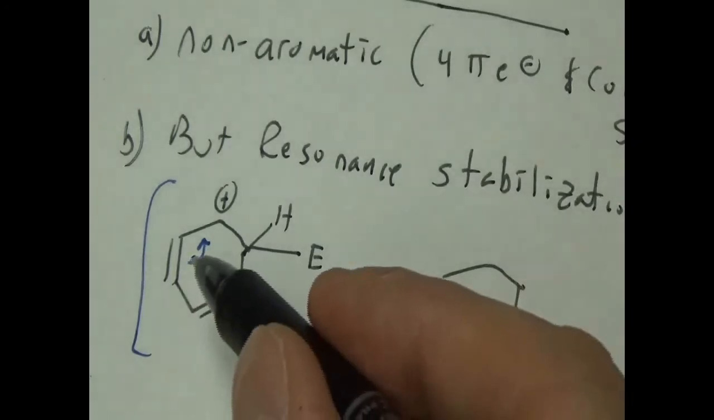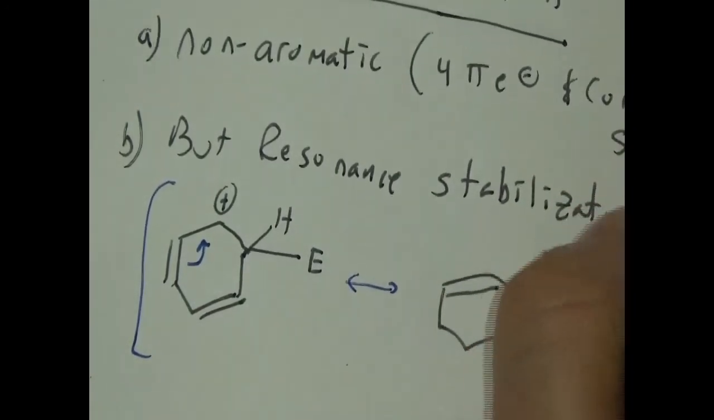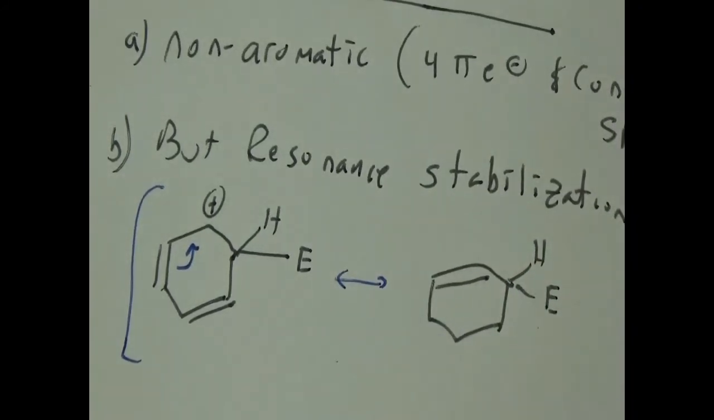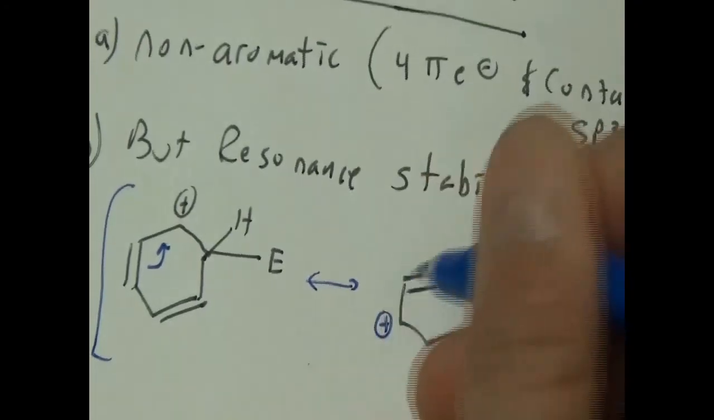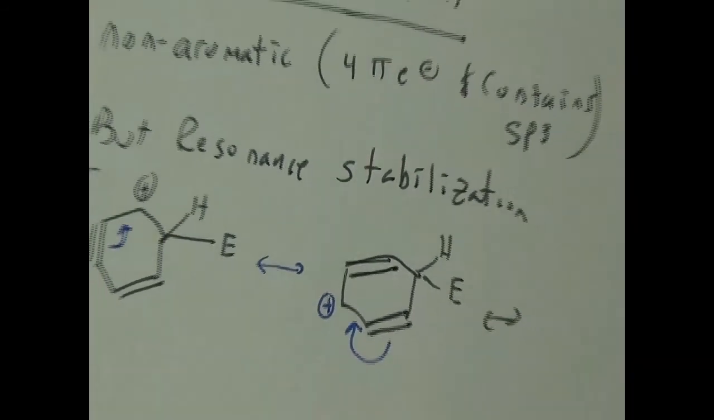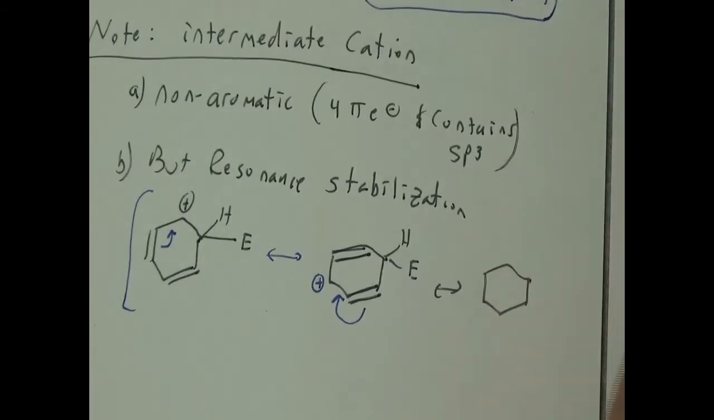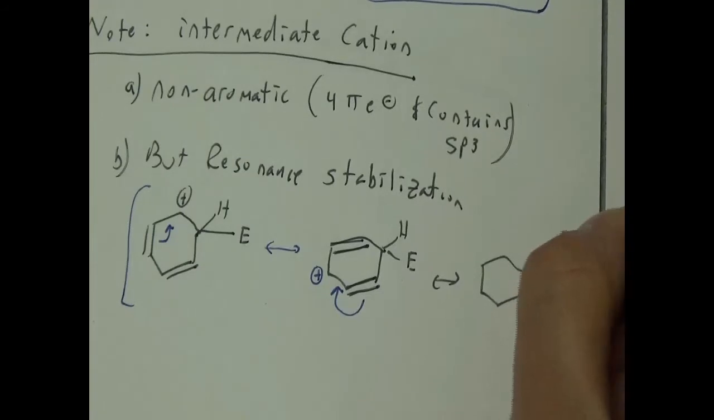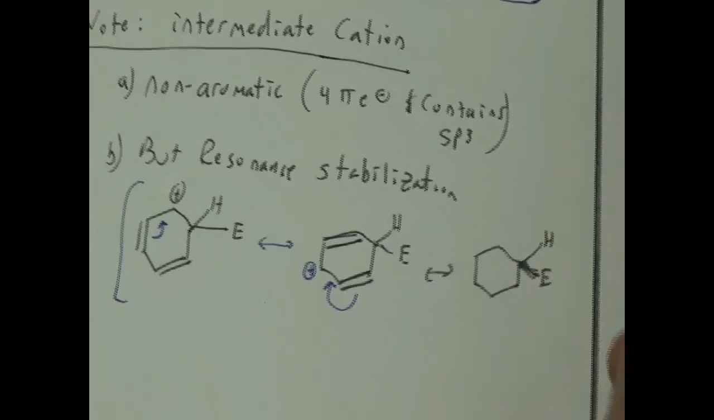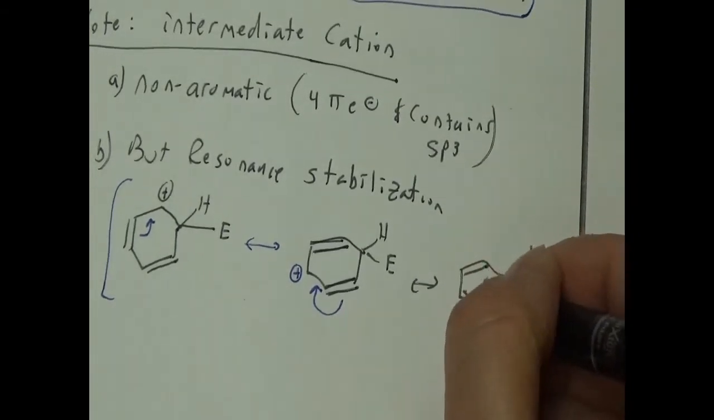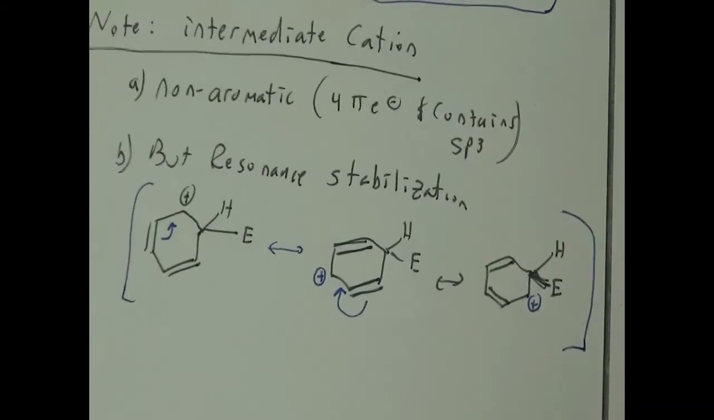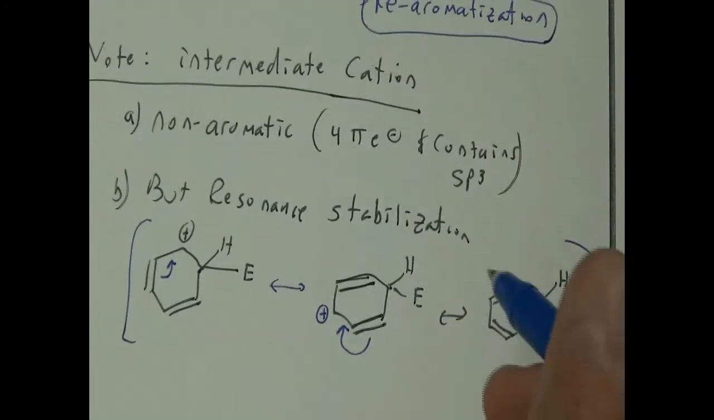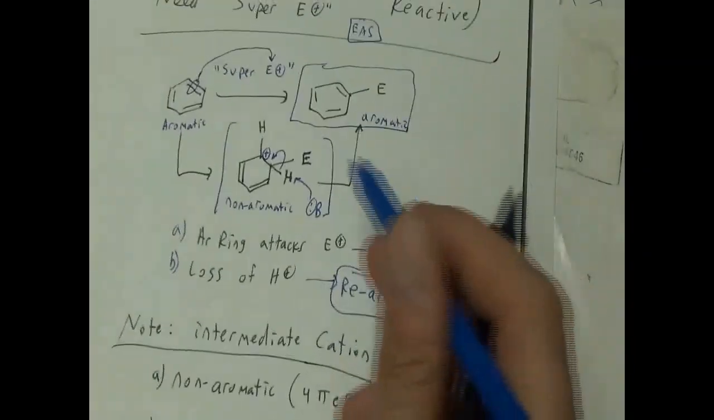What do we got now? That double bond is now here. You got the H, you got the E. And where's my new positive charge? Here's another double bond that I still have. Where's the new plus charge? It's right here. And then I can, of course, push this one right there. What does that look like? The H and E are still there, this double bond's still there. Where's my new plus charge? Right there. Cool. So it's a resonance stabilized intermediate. It has some stabilization, but it's not aromatic, and it really wants to re-aromatize.